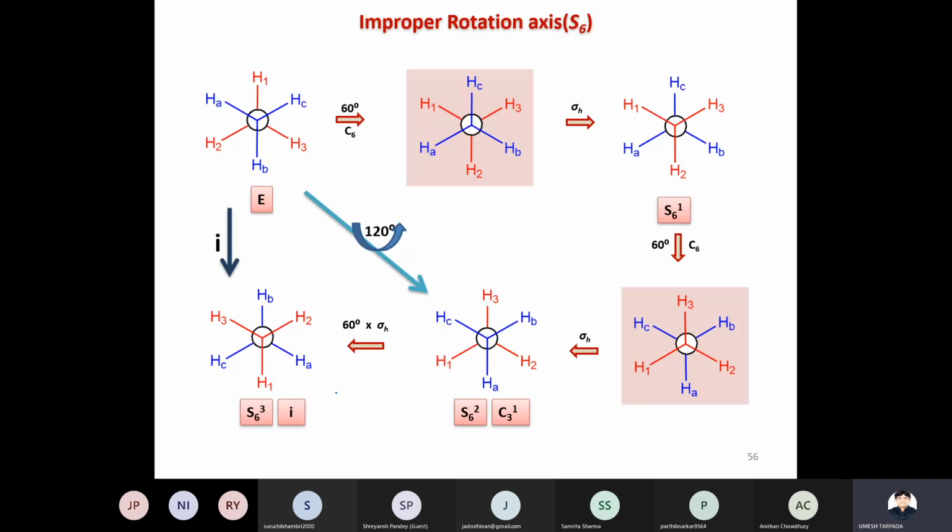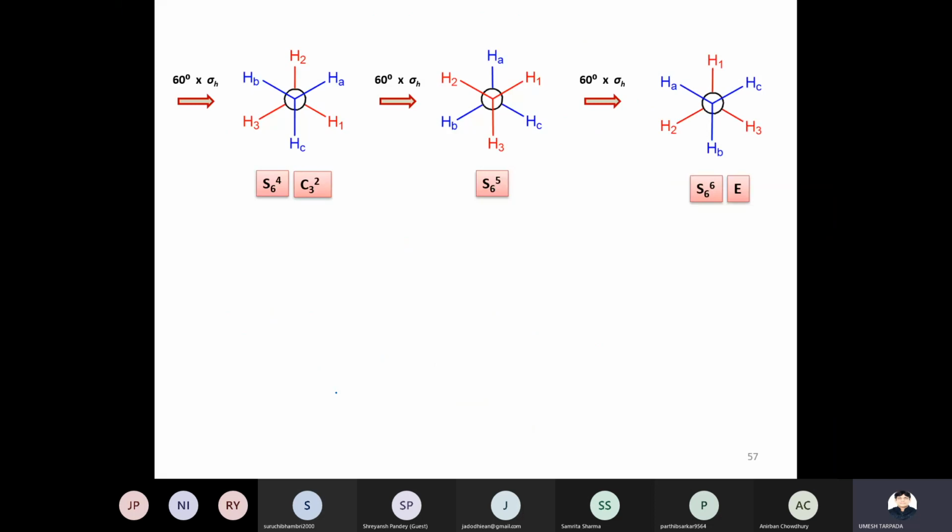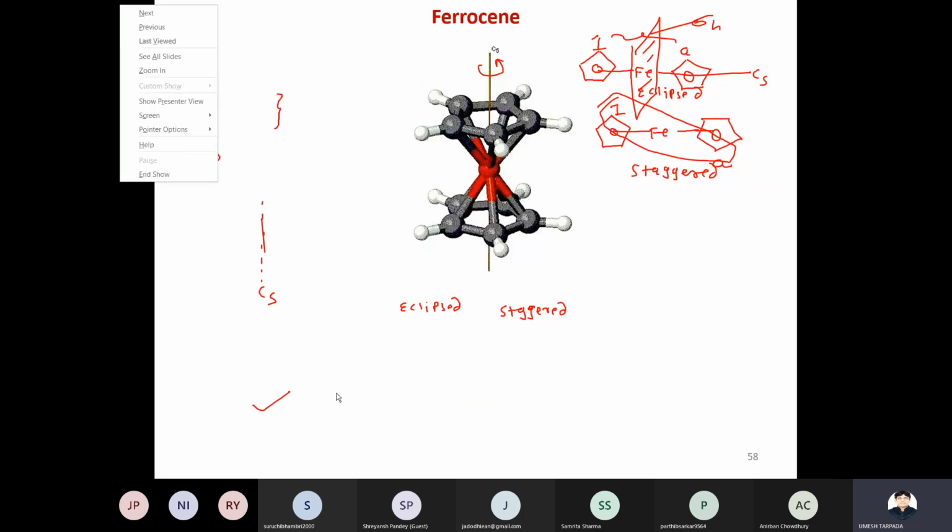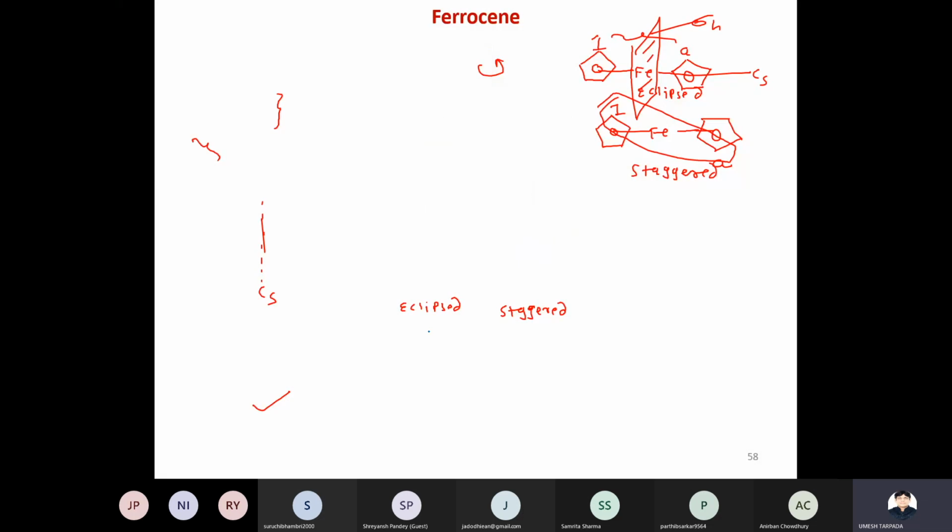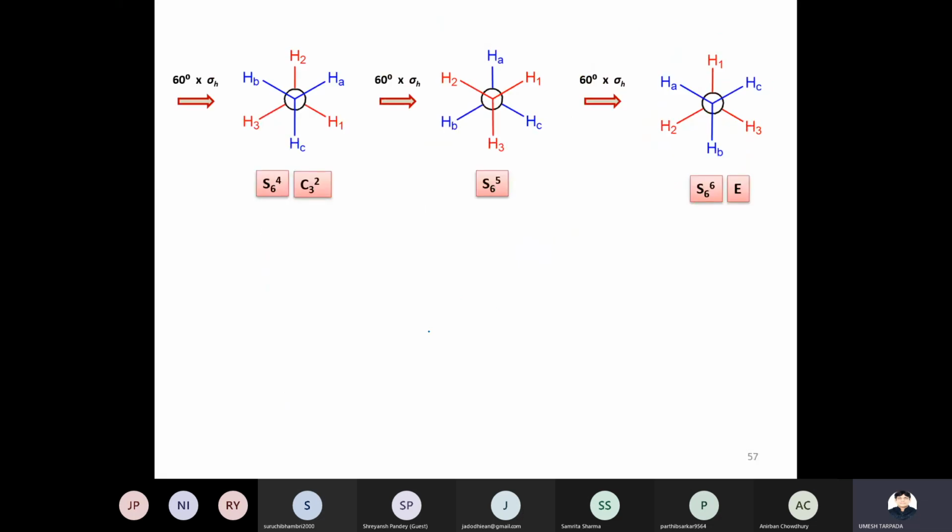identity. And if you go for 3 times, just 3 times rotation about S6 axis, so you are getting same result by I operation, point of inversion I. So you can say that S6 raised to 3 is equal to point of inversion I. And S6 raised to 6, of course it is, you can say, is equal to E.